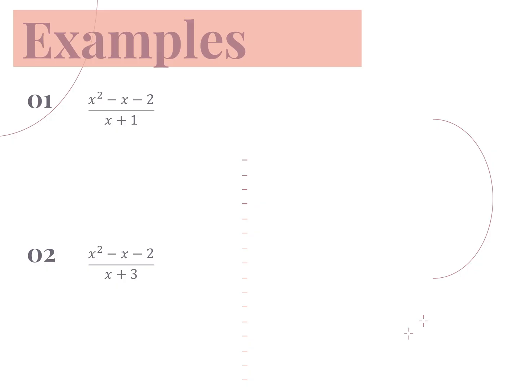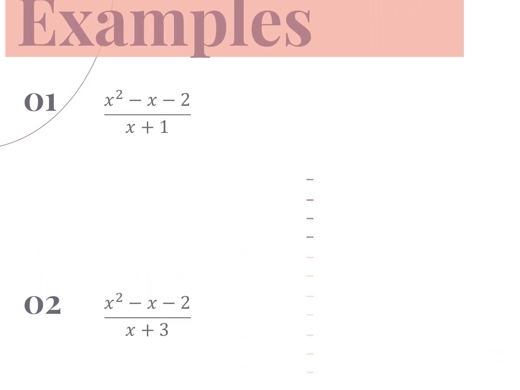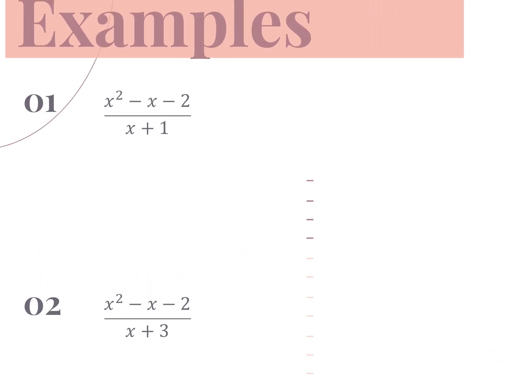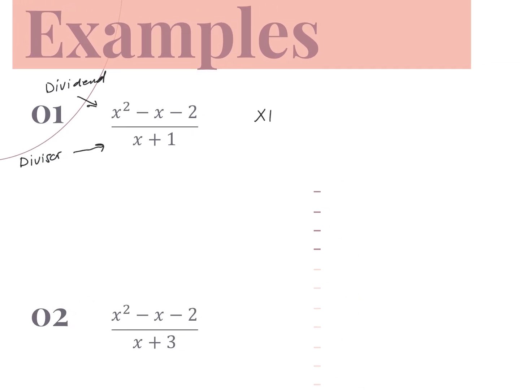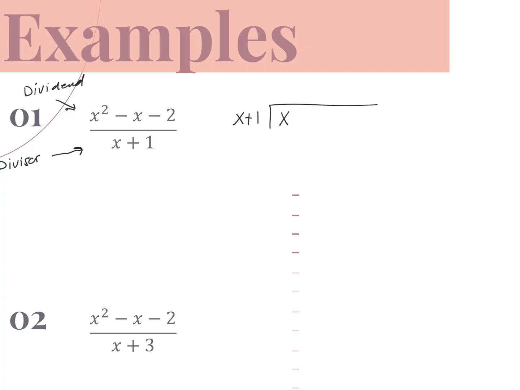All right, so let me start with something fairly easy. In normal long division with numbers, you're going to set this up the same way. It's going to be your divisor, this number or term or expression on the bottom. This is our divisor. And then this number up here, this is our dividend. We're going to set this up by putting our divisor on the outside, so x plus 1. And then underneath this little box looking thing, it's going to be our dividend, so x squared minus x minus 2.